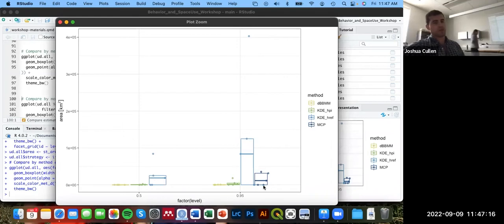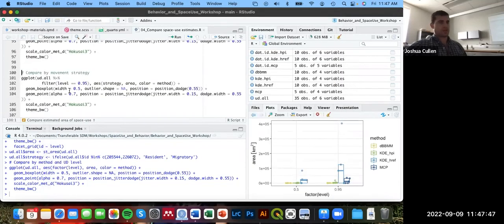And then when we look at the 95% contour, this is actually quite large for the reference bandwidth method that's used for kernel density estimation compared to any of the other methods, and that's even including the minimum convex polygon. So again, we're kind of highlighting that in general, I would tend to avoid using the reference bandwidth if you're doing kernel density estimation, and in general, shouldn't be using minimum convex polygons.